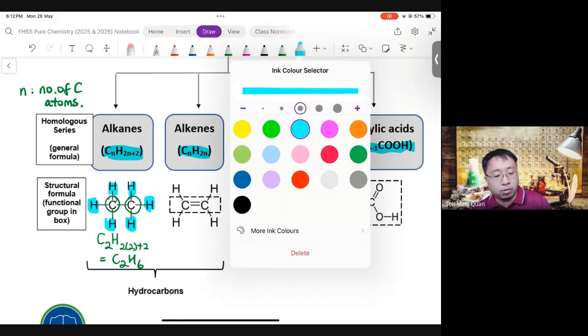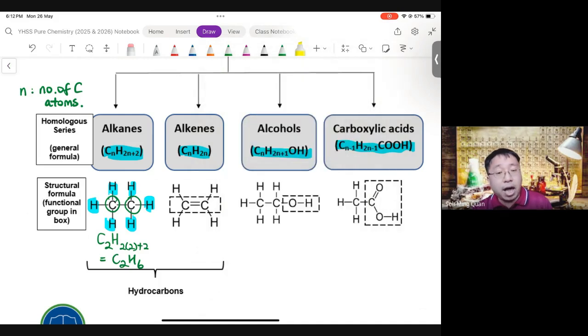So now we move on to the next concept. Alkenes have a different formula from alkanes. That's because they have a carbon-carbon double bond. So the carbon-carbon double bond is present only in alkenes, but not alkanes. So this is a carbon-carbon double bond.